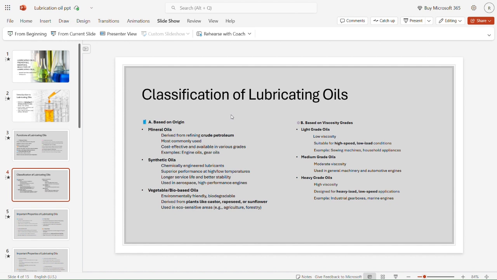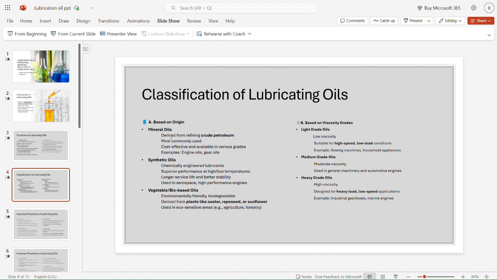Our next slide is about the classification of lubricating oil. Lubricating oil is basically classified into two types: based on origin and based on viscosity grades. Viscosity is one of the important properties we use for selecting the lubricating oil. First of all, based on the origin, there are three types: mineral oil, synthetic oil, and bio-based oil.